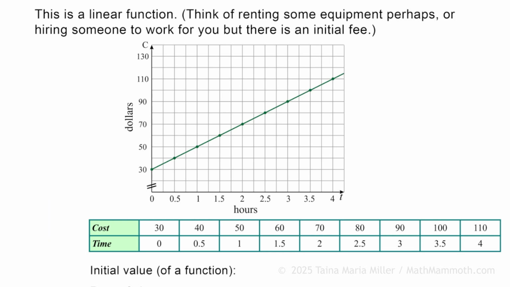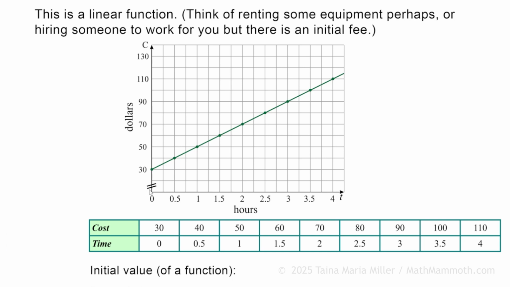My first example shows a linear function here and its graph. We have the time axis. As time goes on, there's a cost in dollars. You can think of, for example, renting some equipment or hiring someone to work for you, but there's an initial fee. What I mean by that is that at 0 hours, the cost is $30. So maybe if you're hiring somebody, they come to your house, you have to pay them $30 just to come to your house. Then after that, you pay them according to time.